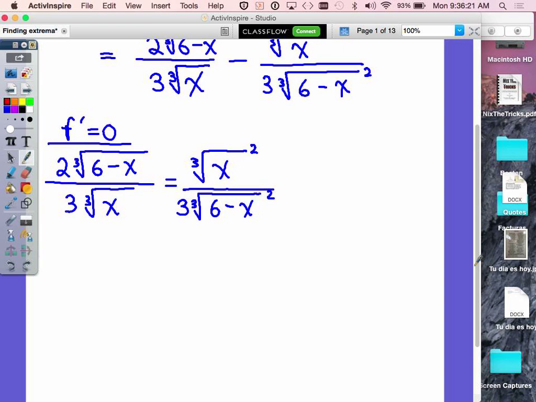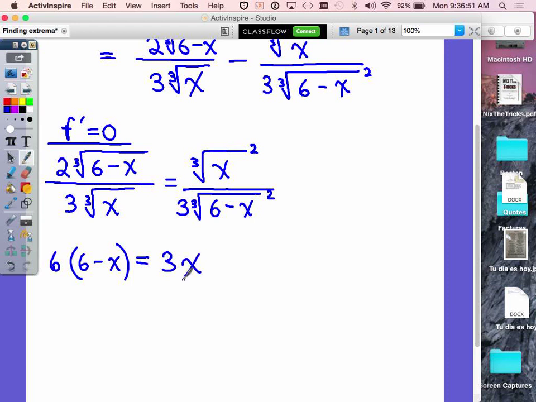So here I'm going to be left with 2 times 3, which is 6. And the cube root of 6 minus x times the cube root of 6 minus x all squared gives me the cube root of 6 minus x cubed. And those things cancel, the cube and the cube root. And so I'm just left very nicely with a 6 minus x. The same thing happens on the other side. I get 3 times the cube root of x times the cube root of x squared, which is the cube root of x cubed, which is just x.